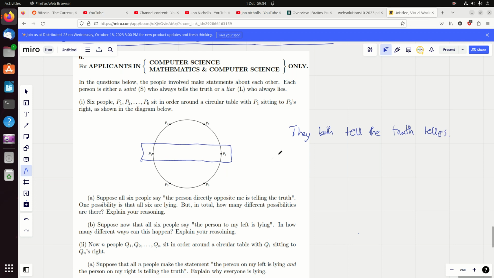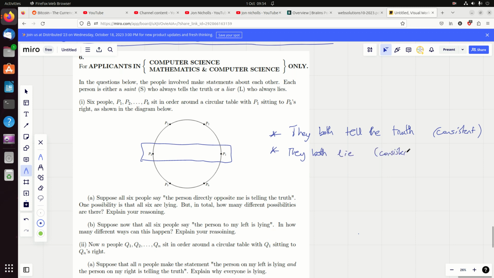On the other hand, I'm going to write they both tell the truth. Oops, as I'm talking, I sometimes write incorrect things, so I need to be careful with that. So they both tell the truth is consistent, yeah, and they both lie is consistent as well. Now, why is this consistent? Well, they've told us it's consistent.